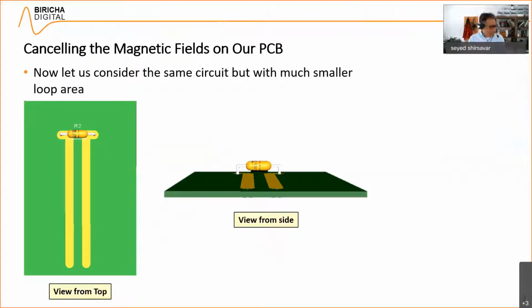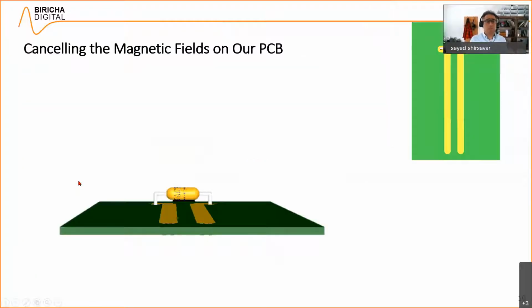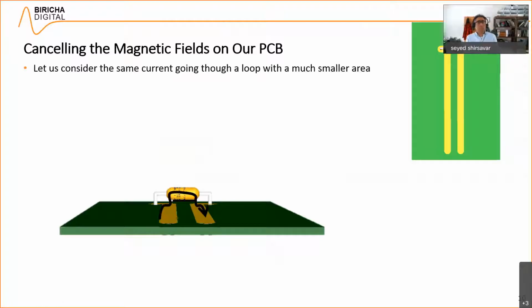Now, let us consider another case whereby it's exactly the same circuit, but instead of having it like so, I've made it like so. So I have minimized the area inside of the two conductors. So that is the forward path, that is the return path. Again, I'm going to look at it from this angle because it makes my life easier. Now, this is still just another inductor with a single turn, but you can see that the loop area now is much, much smaller, and therefore its inductance is smaller. Okay, let us consider now the same current going through the loop with a much smaller area.